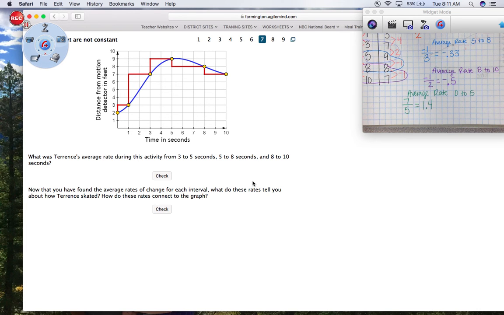It doesn't matter what place they say. If it said average rate of that, it would just be the average rate from this point to that point right there. So that would be the line.